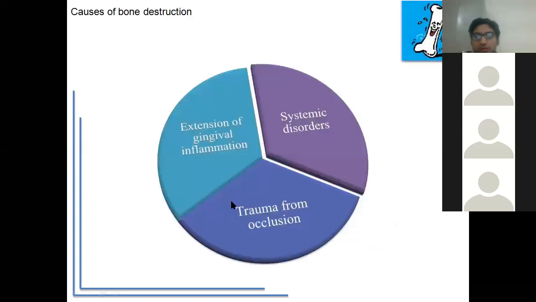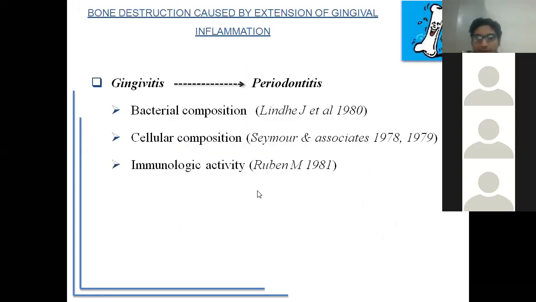So now various causes of bone destruction are extension of gingival inflammations, systemic disorders, and trauma from occlusion. And how gingivitis progresses to periodontitis, it depends upon the composition of bacterial plaque. It also depends upon the various plaque hypotheses like specific plaque hypothesis and non-specific plaque hypothesis. There is also ecological plaque hypothesis. It depends upon the bacterial composition, cellular composition, and various immunologic activity.